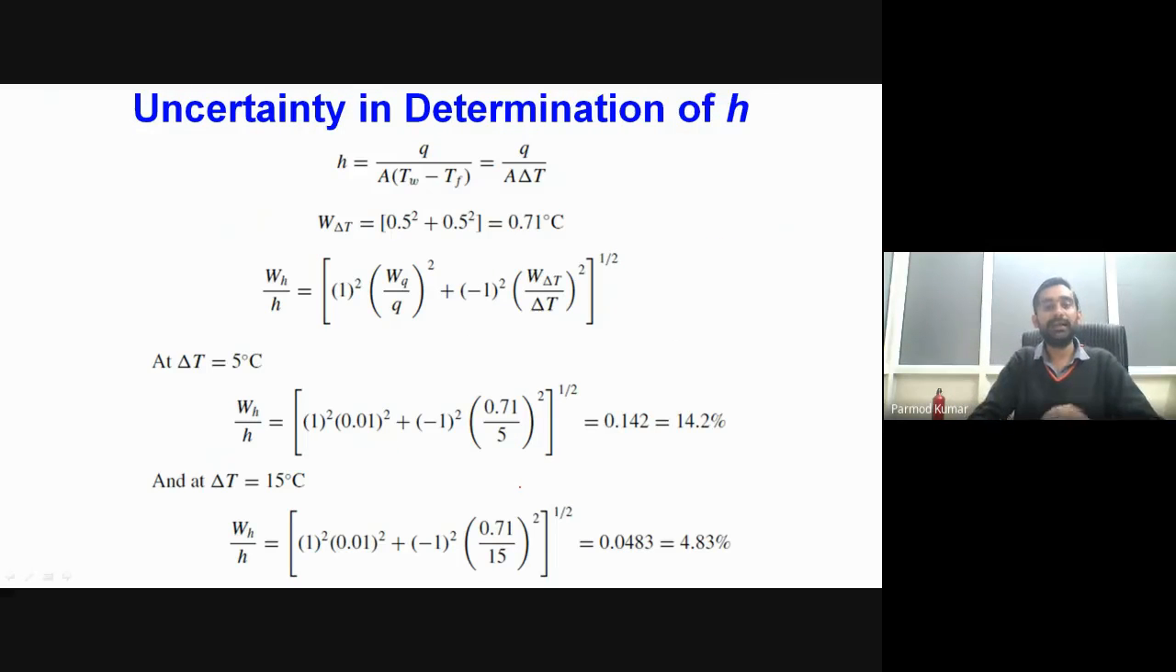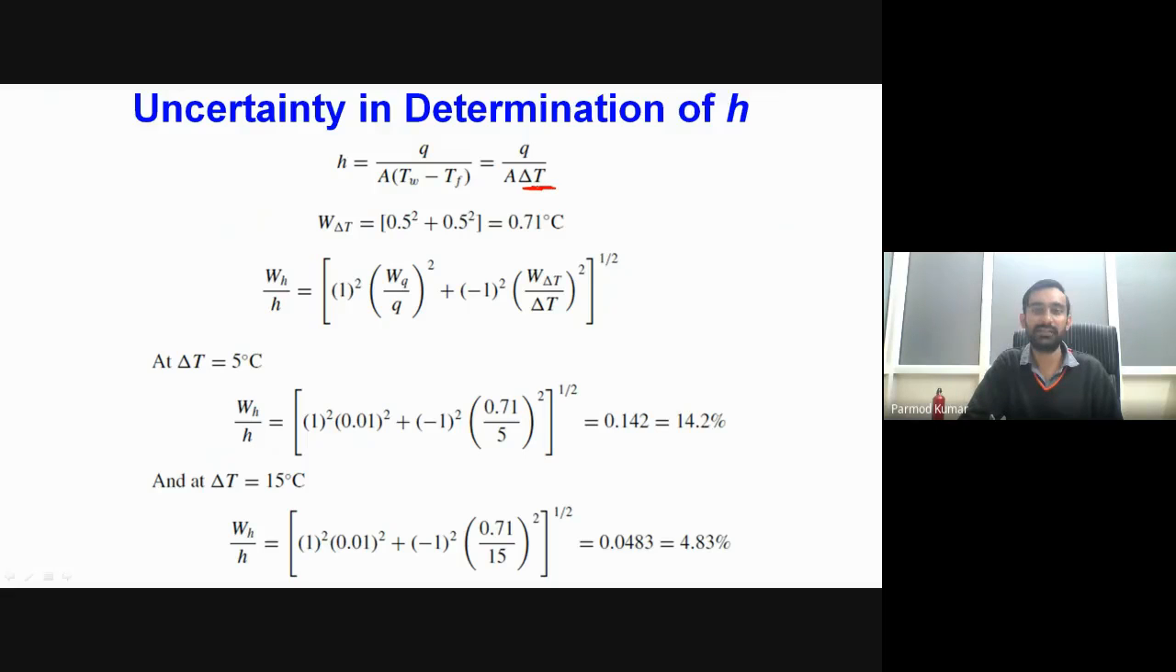Now that we have identified all our devices and the power input requirement, we will fabricate our experimental setup and take the measurements. Once we have taken the measurements, we have to obtain the value of the heat transfer coefficient. The heat transfer coefficient is equal to Q divided by surface area into (TW minus TF). We consider TW minus TF as delta T.